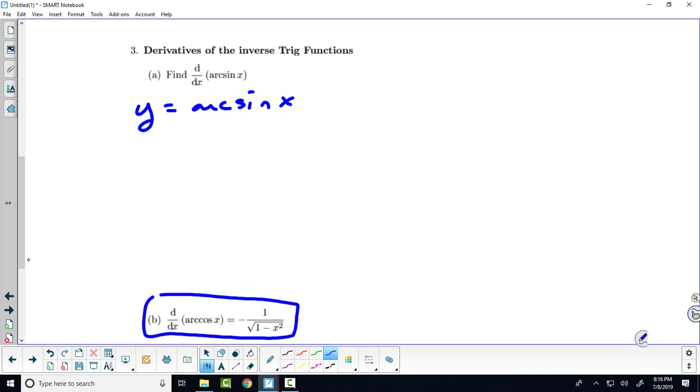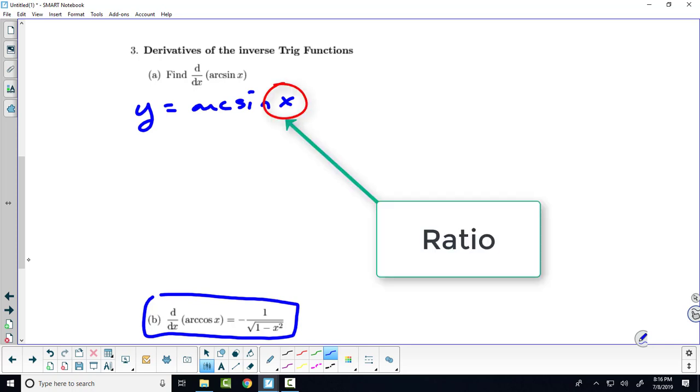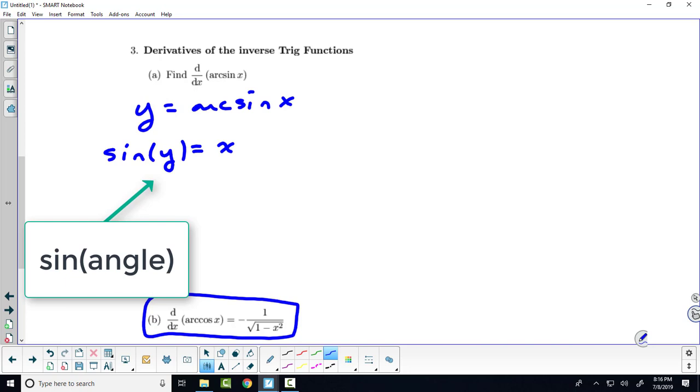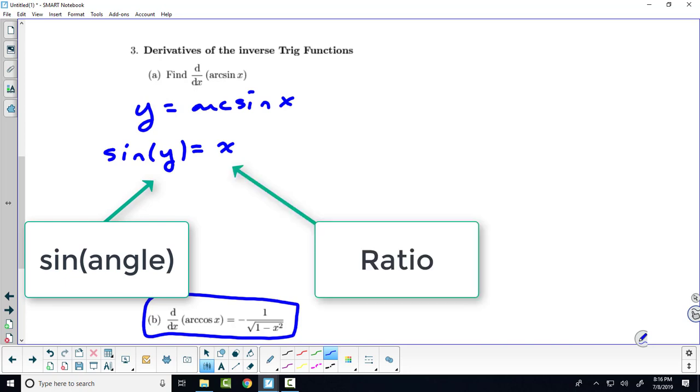I don't know how to take the derivative of this inverse function. But I do know how to take the derivative of its inverse, right? I don't know how to take the derivative of arcsine, but I do know how to take the derivative of sine. So let's rewrite this as a sine expression. Okay? So let's just double check, make sure everything aligns. I'm taking the arcsine right now of a ratio, and it's returning an angle. So then I'll take the sine, that's equivalent to saying that the sine of the angle is equal to this ratio, provided I'm within that restricted domain and range.